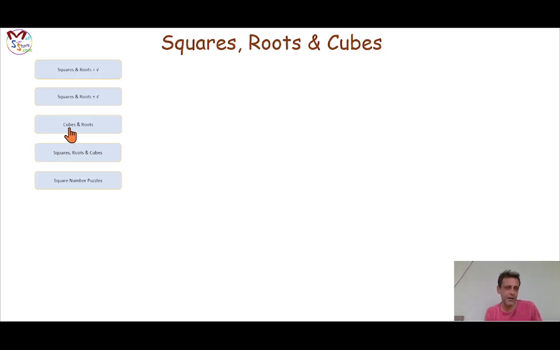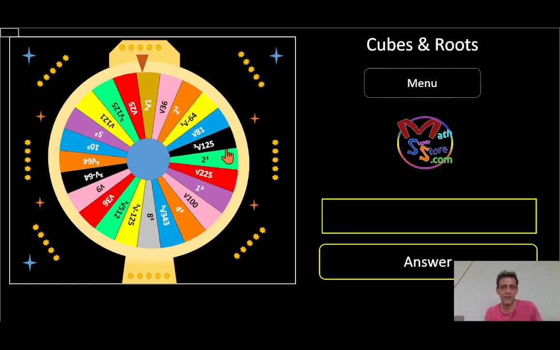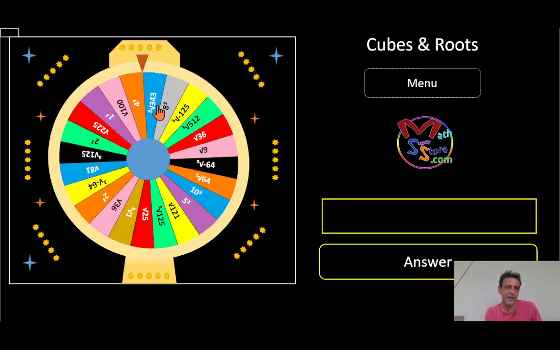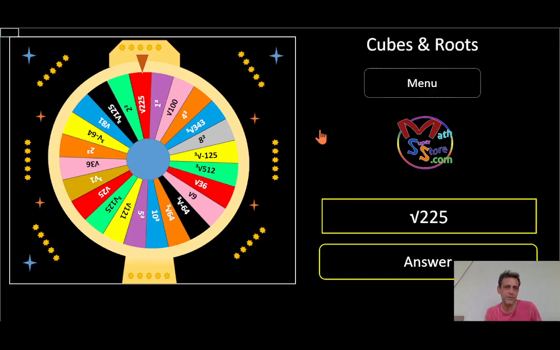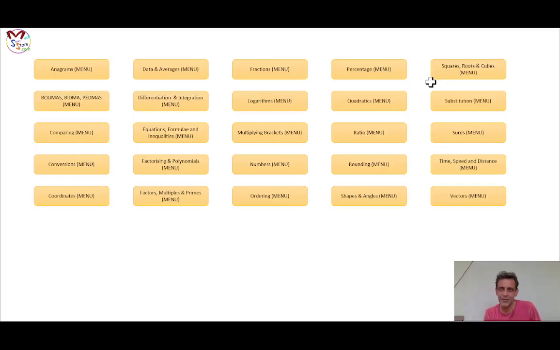Then we've got cubes and cube roots, and squares, roots, and cubes. So that's the squares and cubes and roots of each of them. And square number puzzles, and we've got squares and cubes and roots. We'll see they're all cube numbers, or roots. I'll just make sure there. Okay, so we've got the menu: squares, roots, and cubes.